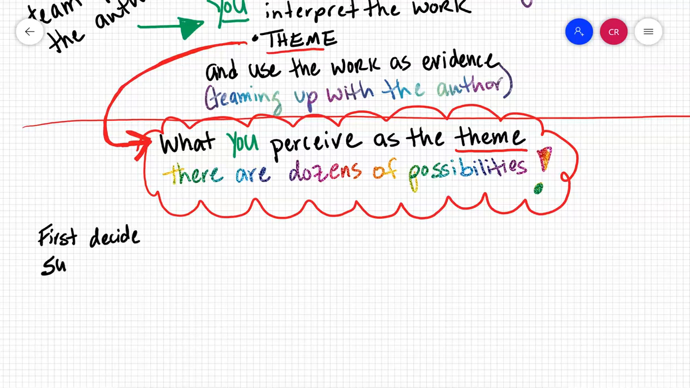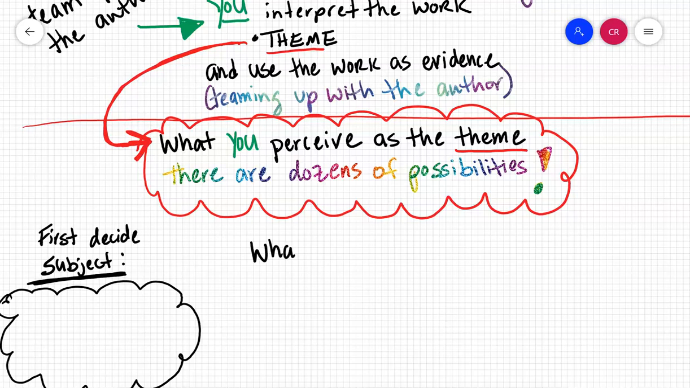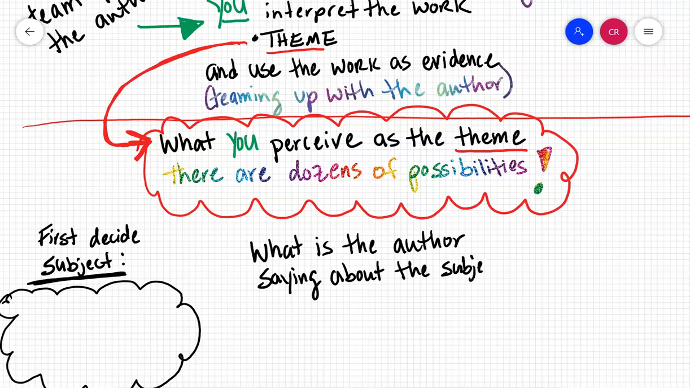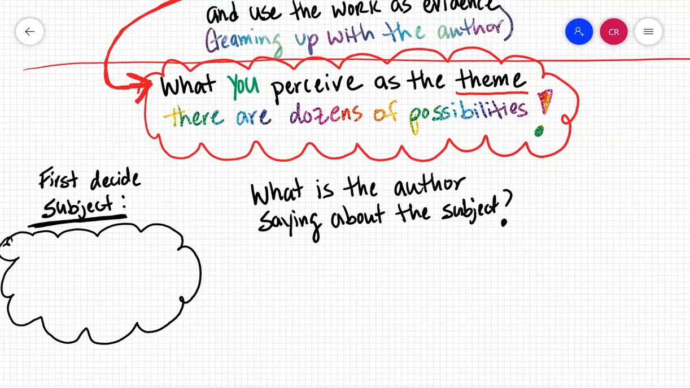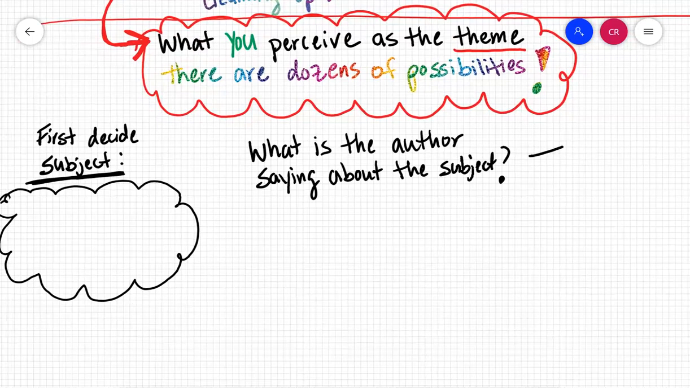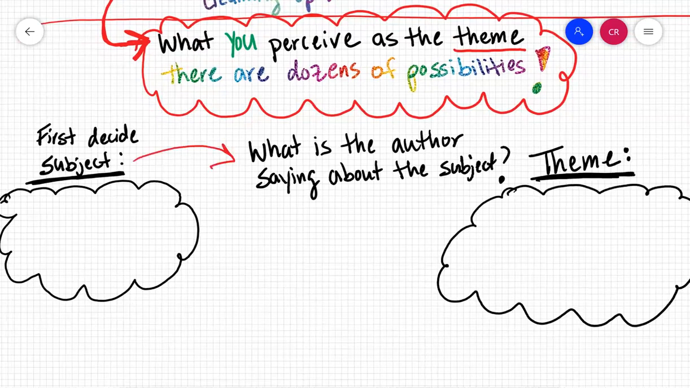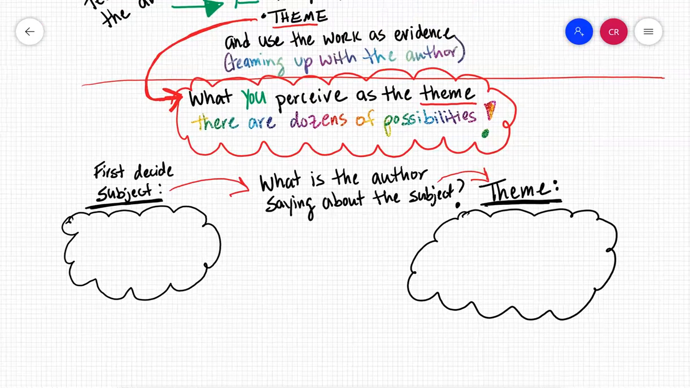So the first thing you have to do is you have to decide on the subject. Once you decide on the subject, you have to ask yourself the question, what is the author trying to say about that subject? And this then becomes the theme. So what the author is trying to say about the subject becomes the theme. And this is the general pattern that we are using.